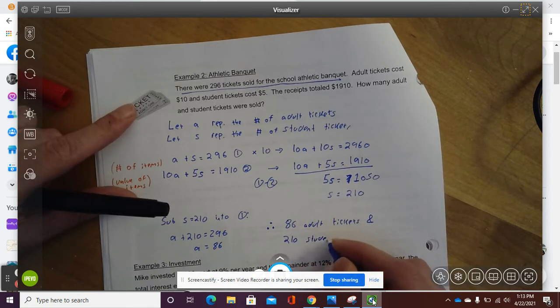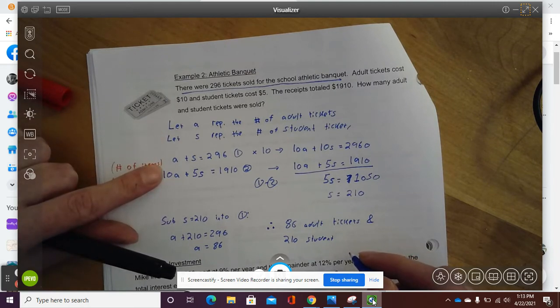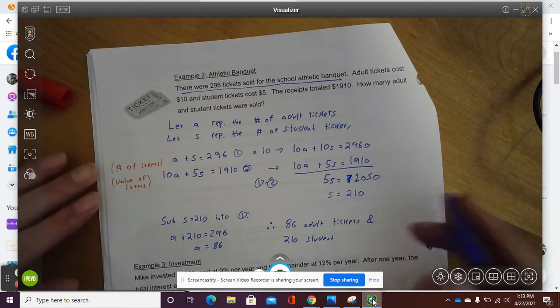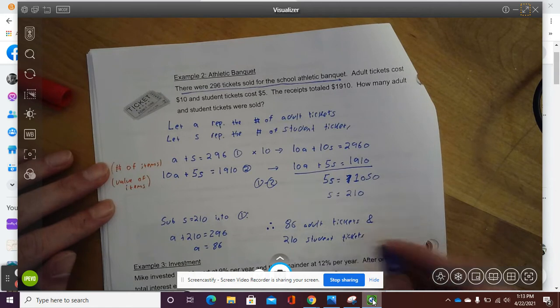So again, we always want to follow these same steps. I want let statements. I want to set up equations using all the information from the problem. And then I want to solve. This time I used elimination. And then I want to write some kind of concluding statement.